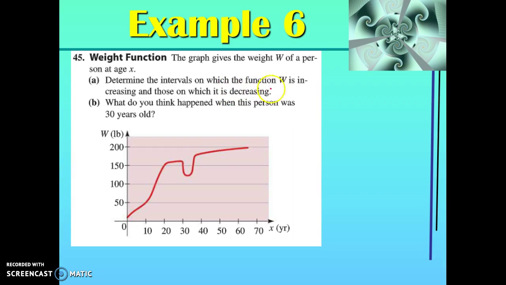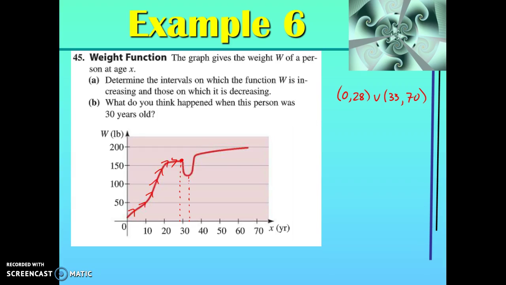So we want to determine the intervals W is increasing. So it's increasing this whole time. Up, up, up, up, up, up. Even increasing there. And that's where it stops. So maybe around like 28-ish. And then it drops down for a little bit, bottoming out, let's say like 33. And then 33 on, it's increasing.